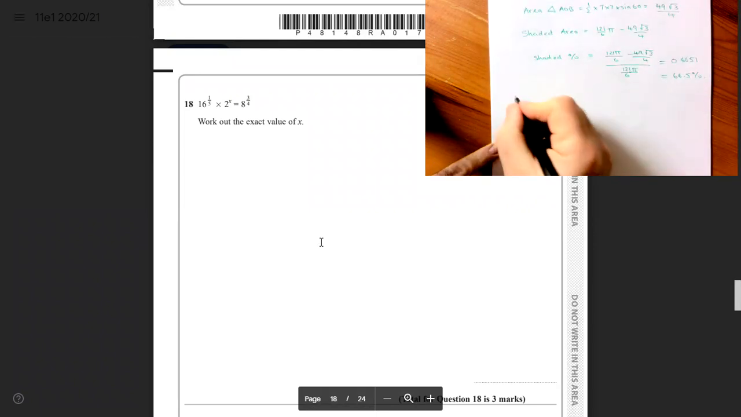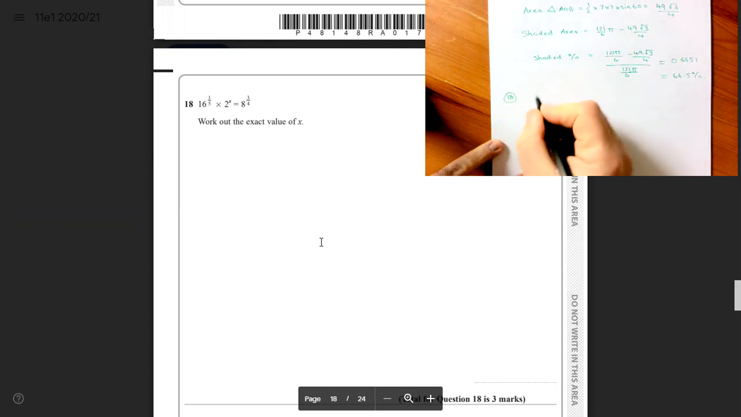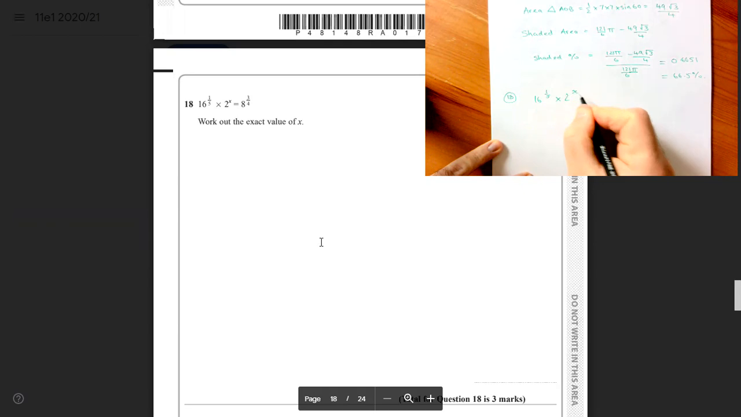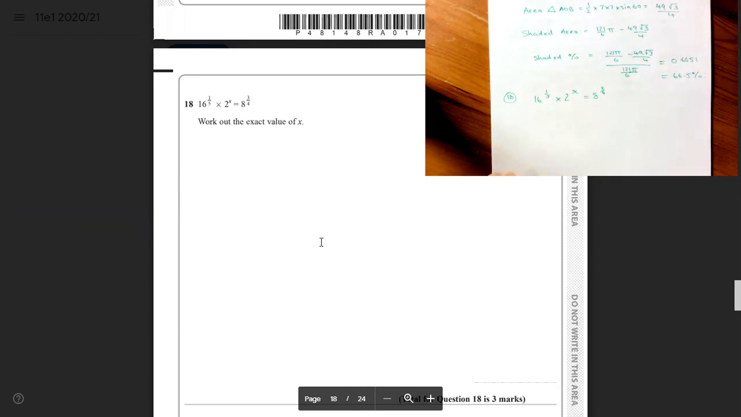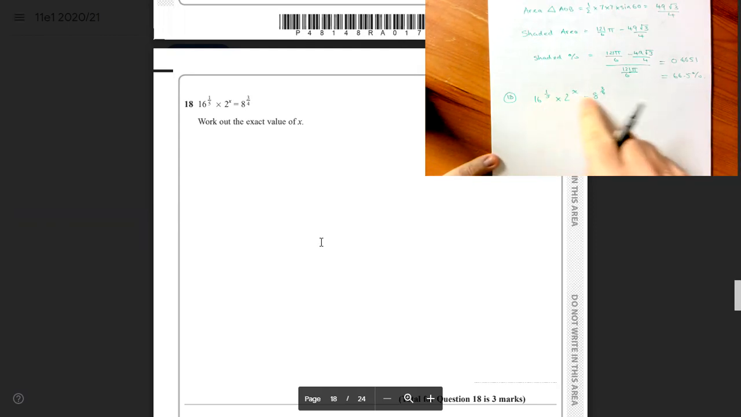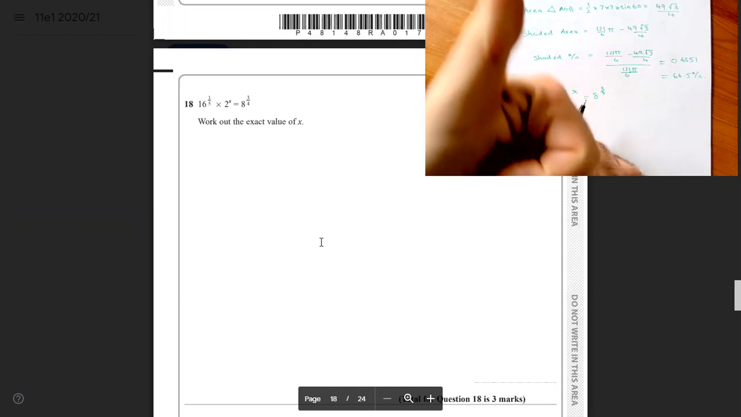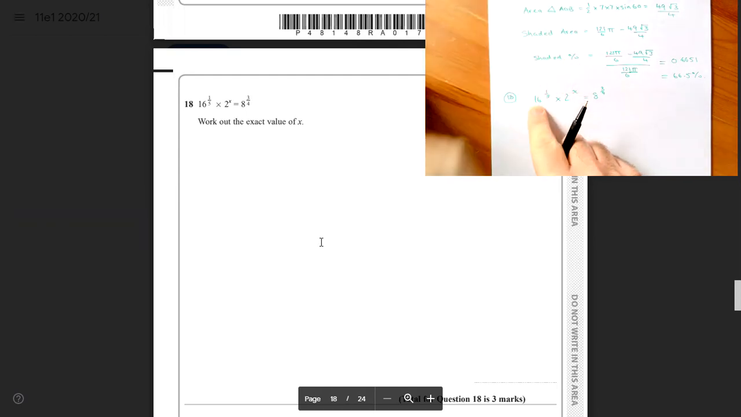So question 18. 16 to the power of 1/5 times 2 to the power of x equals 8 to the power of 3/4. So this is an index law question, okay? And because I've got a 2 here, I want to turn 16 into 2 to the power of something and 8 into 2 to the power of something. So 16 is 2 to the power of 4, so this is 2 to the power of 4, to the power of 1/5.